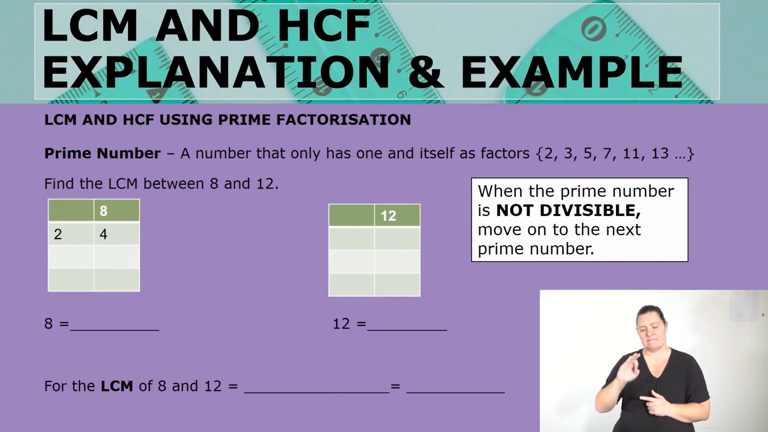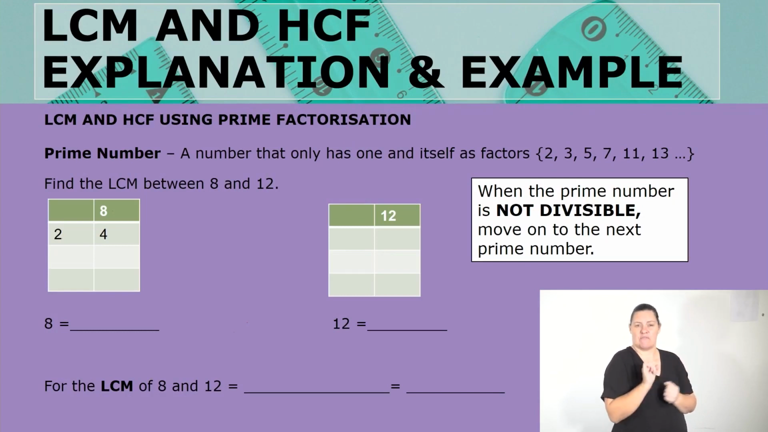Let's start with the lowest common multiple. So remember, when we are working with prime factorization, we need to write the numbers that we are working with as the product of their prime factors. Now, if you remember, a prime number is a number that only has one and itself as factors. And I've got the first few prime numbers listed for you there so that you don't forget them. Now, a prime factor would be a number that is a prime number but is also a factor of that number. Let's use this method to write 8 as the prime factors.